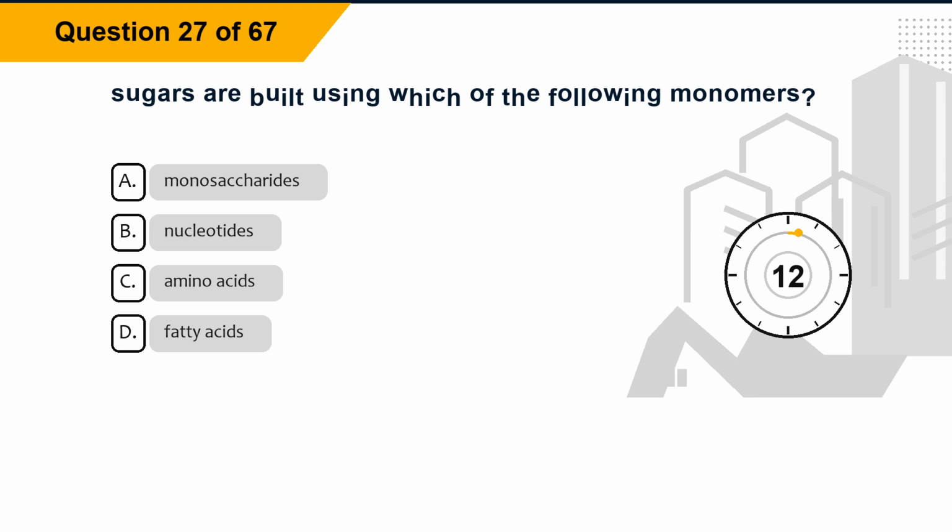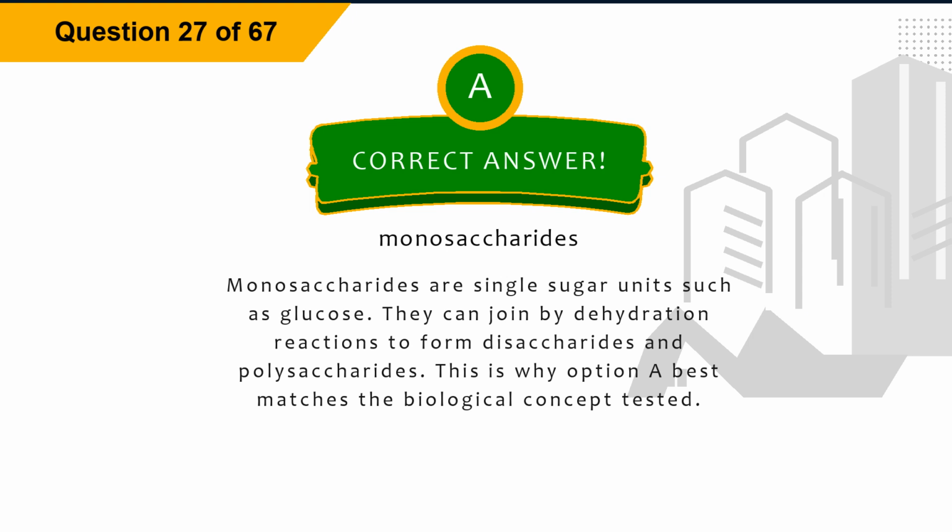Question 27. Sugars are built using which of the following monomers? Option A, monosaccharides. Option B, nucleotides. Option C, amino acids. Option D, fatty acids. The correct answer is option A, monosaccharides. Explanation: monosaccharides are single sugar units such as glucose. They can join by dehydration reactions to form disaccharides and polysaccharides. This is why option A best matches the biological concept tested.